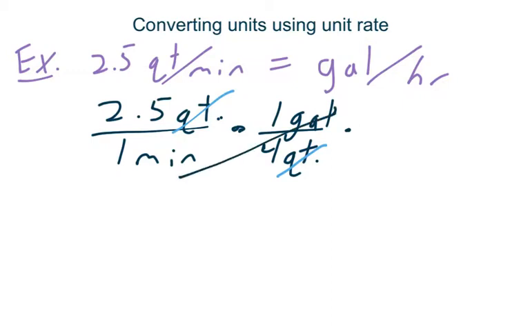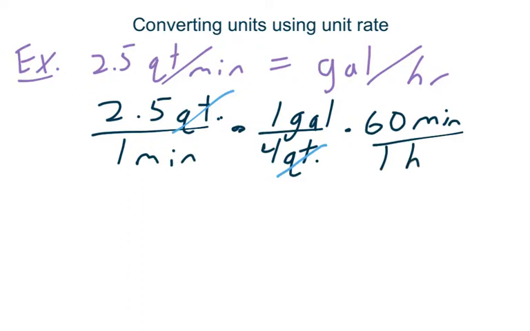And think about what I want to have. I want to have gallons per hour. So I need to convert this minutes into hours. So what connects minutes to hours? 60 minutes equals 1 hour. So now I'm going to cancel my minutes and my minutes because one's on the top, one's on the bottom.